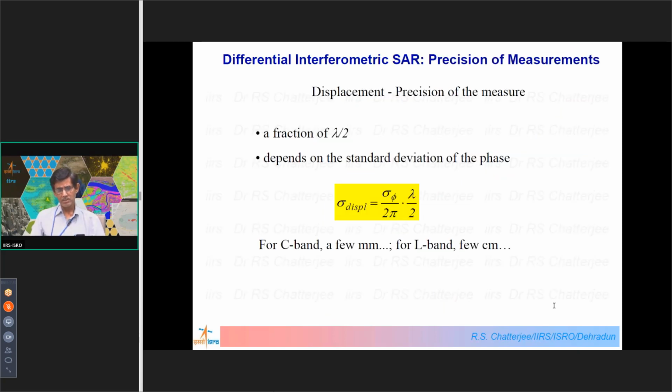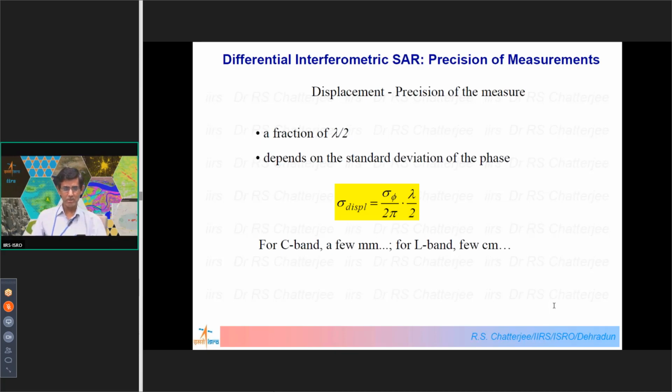Now, in case of differential interferometric SAR, the precision of measure is very, very important. And this is the only technique which can give you this millimeter to centimeter level precision in a spatially continuous manner. Okay. In case of GPS, you can get a similar kind of precision, but it is a point-based observation. For a particular point only, you will get this precision.